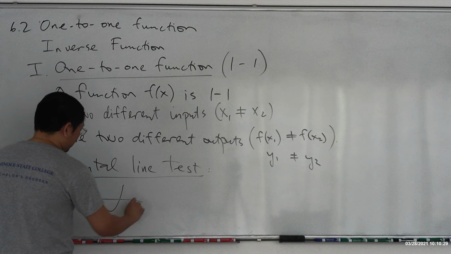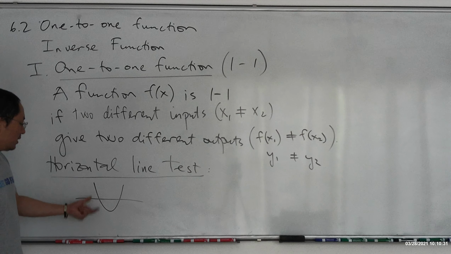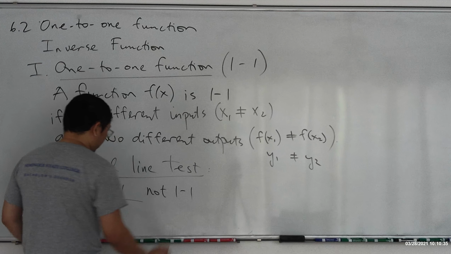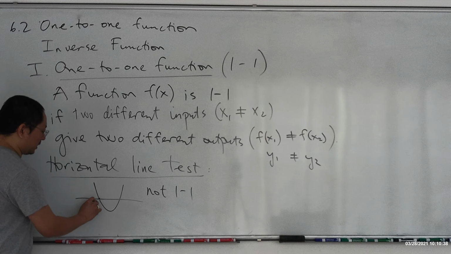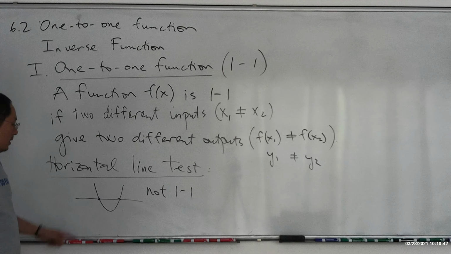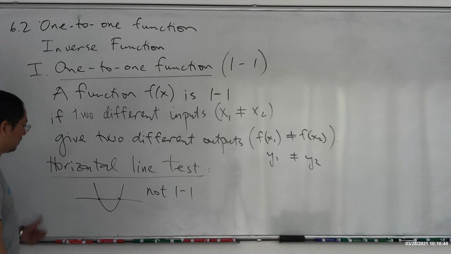So say you have a function like this. You draw a horizontal line. You find that the horizontal line intersects the graph at 2 points. So it's not one-to-one, because it failed the horizontal line test. The horizontal line intersects the graph at 2 points or more. See, 2 different inputs give you the same output.